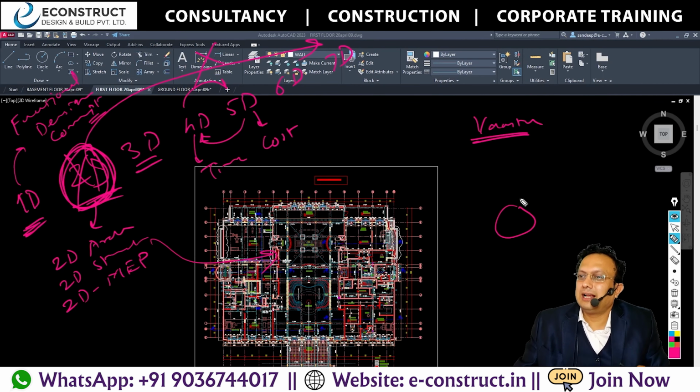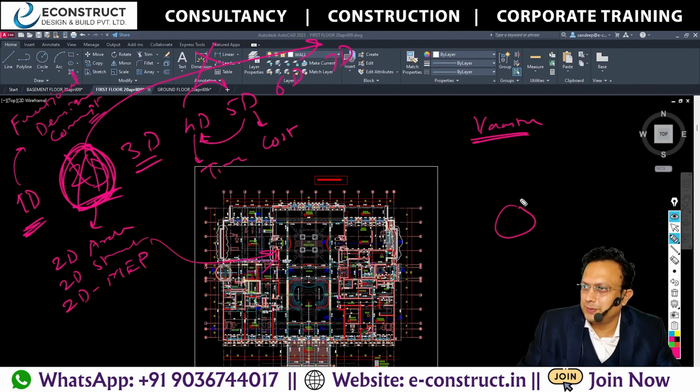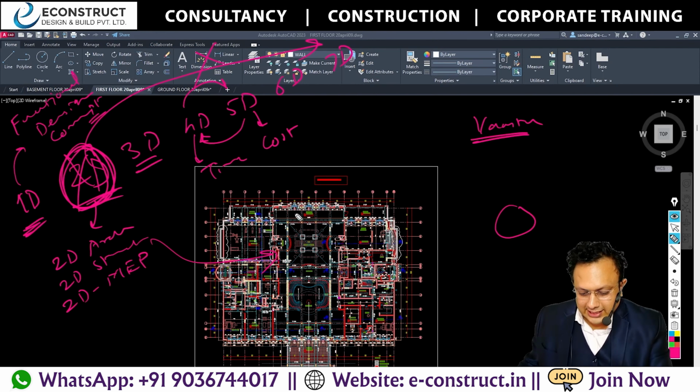AC is directly active air circulation. As far as possible, particularly here in Bangalore, try to avoid it, and in many other places too, because the weather is good. Understood? So 2D is extremely important.